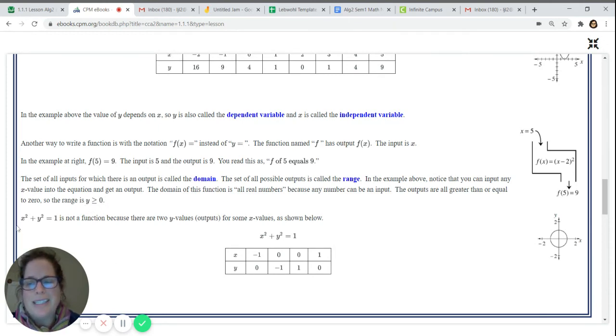Here's an example of something that is not a function. x squared plus y squared equals 1. That makes a circle. We know that from geometry. And we can see from the graph that there are multiple points above and below each other. And if you look at the table, if I told you the input is 0, there are 2 possible outputs. Definitely not a function. So that's our little summary of functions.